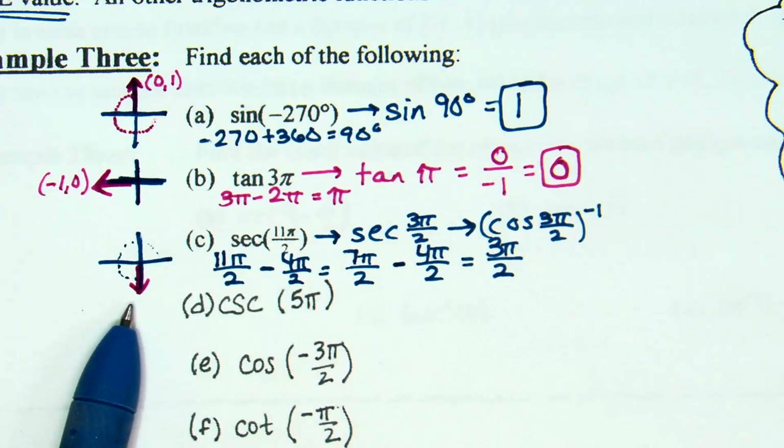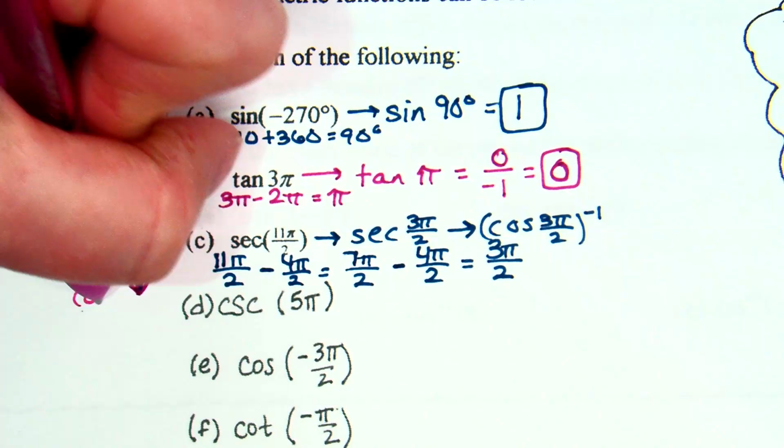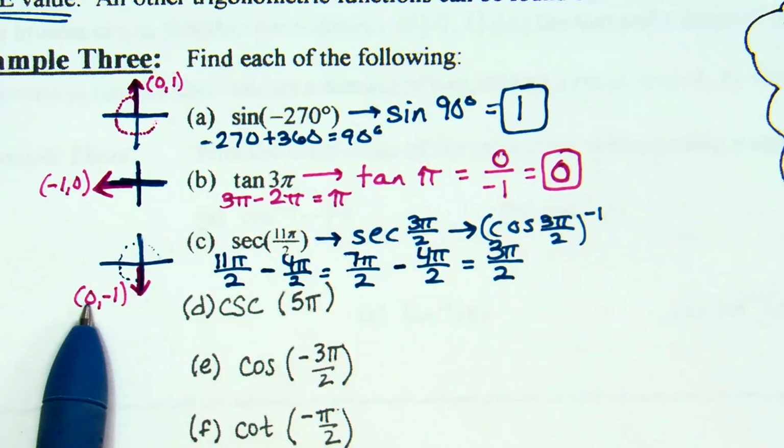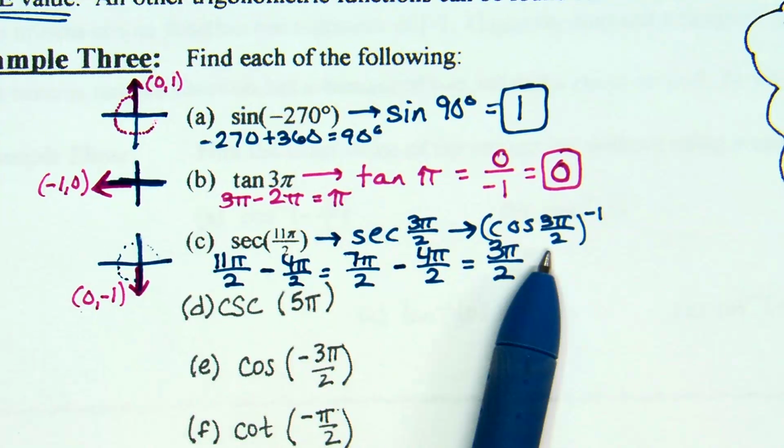What's the ordered pair down here? Left to right 0, down 1. So we're using 0, negative 1. So the cosine value would be what? Cosine would be 0. But we don't want cosine, we want the reciprocal of cosine. What's the reciprocal of 0?